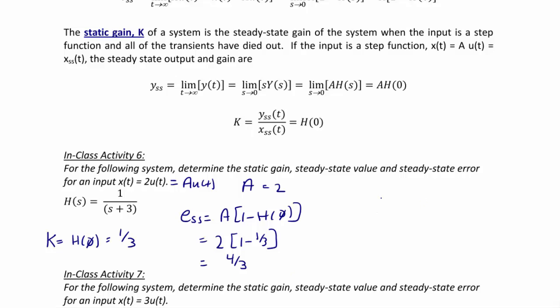The steady state value, Y steady state, is equal to the limit as s approaches 0 of a H of s, so that's going to be a times H of s, or a H of 0. So the steady state value is equal to 2 times 1/3, or 2/3.